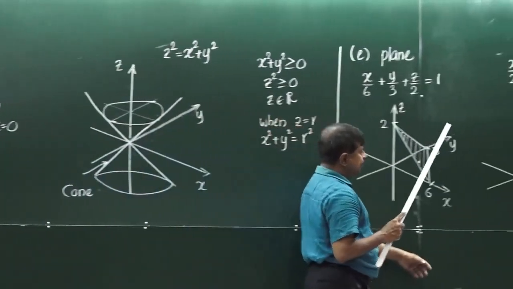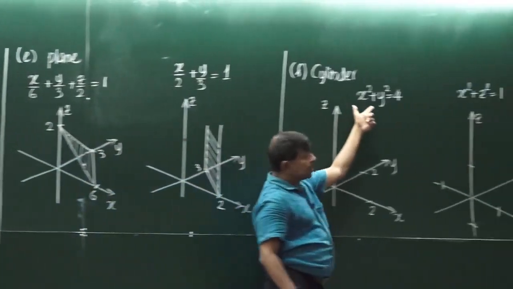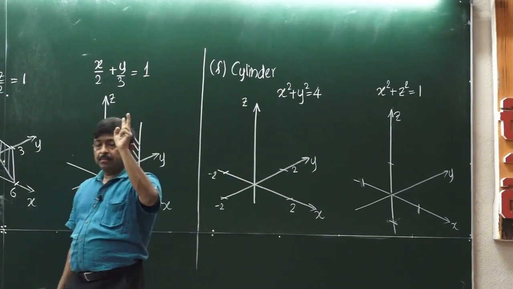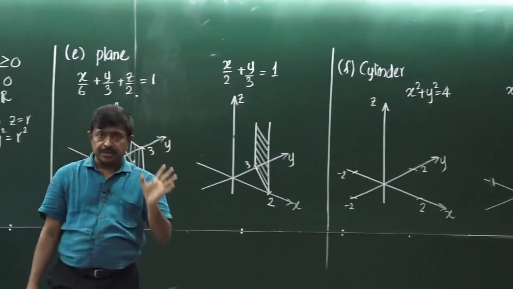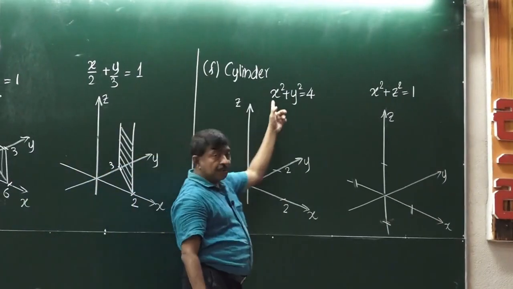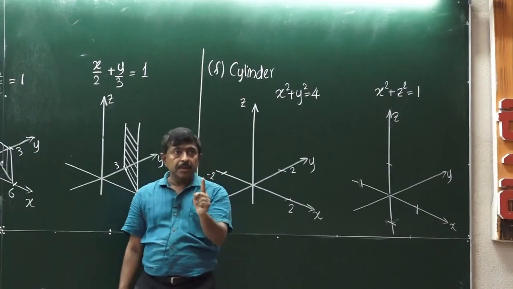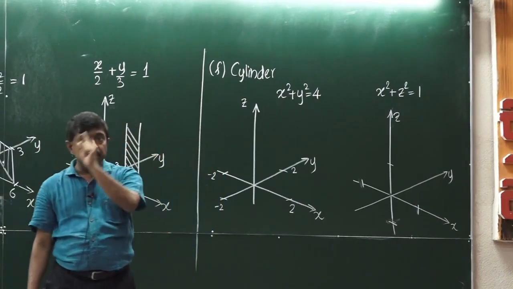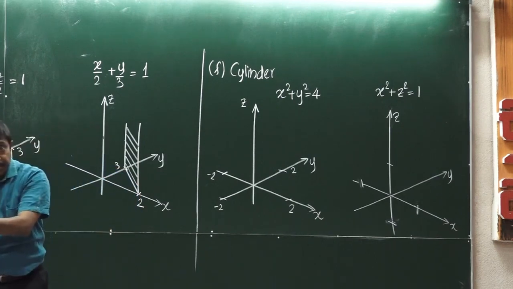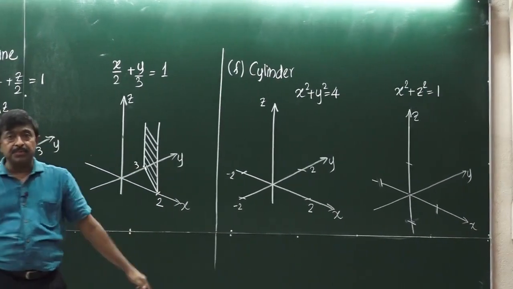But in the case of a cylinder, one variable is missing. You have only two variables, but all of them are squared like the sphere, but one variable is missing. That means what? Since one variable is missing, you know that the object is parallel to the axis corresponding to the variable missing.